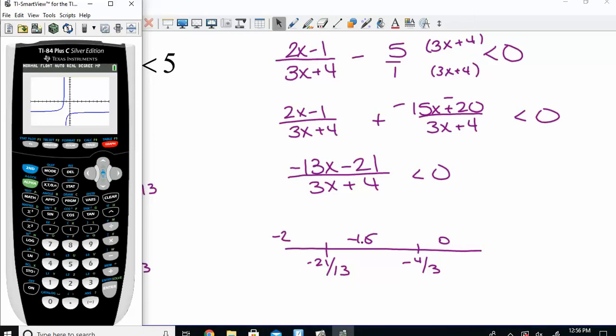Just fair warning, these rational ones don't have to follow any sort of pattern. So it's not always going to be negative, positive, negative. It is possible to get 2 positives in a row or 2 negatives in a row. So just make sure you're checking the graph every time, not just assuming that it's going to look the same as the last one you did.